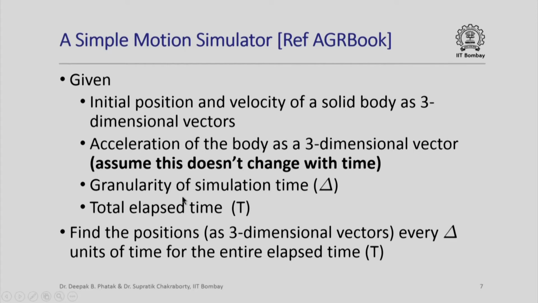We are going to be given the granularity of simulation time, call it delta, and we are also going to be given the total amount of time that we need to elapse, call it capital T. And what we are required to compute is the positions as 3-dimensional vectors every delta units of time for the entire elapsed time of capital T.